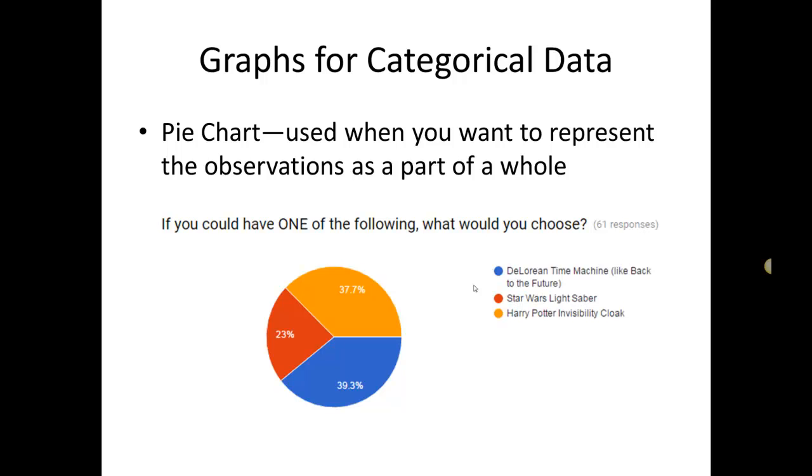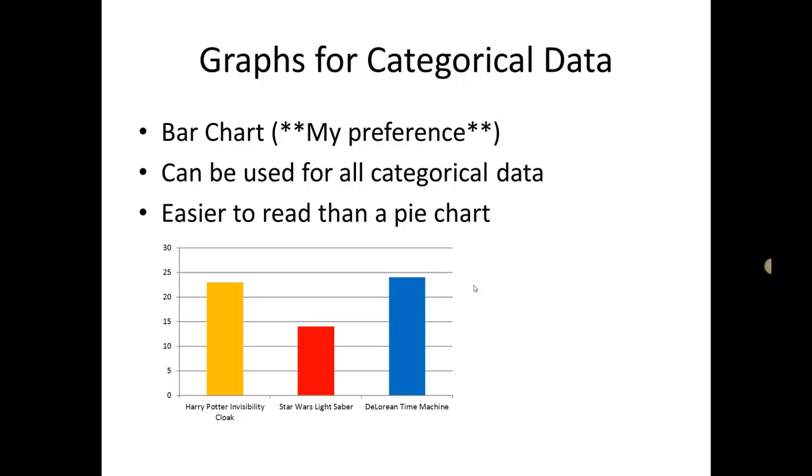Now a pie chart can only be used if all of the pieces add up to the whole. So in this case, for example, students were only allowed to choose one answer here. So that means that this pie chart represents 100% of everybody, and you can see what everybody's one answer was. Another graph that can be used for categorical data is a bar chart, and this is my personal preference, for several reasons. First of all, a bar chart can be used for any and all categorical data. So even if not all of the pieces add up to 100%, you can still use a bar chart.